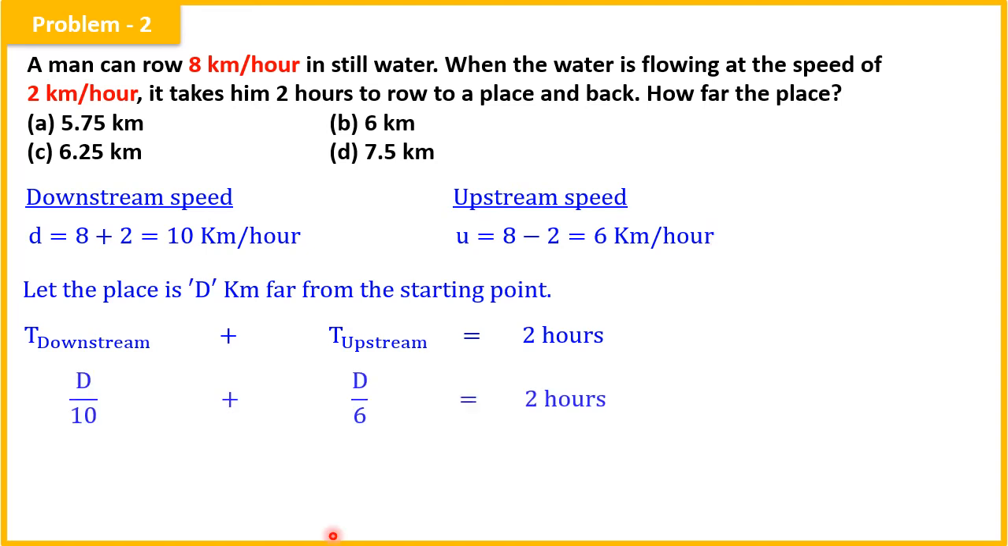So we can further write as d by 10 plus d by 6 is equal to 2 hours. Now solving this particular equation by taking LCM of 10 and 6 as 30, we get an expression something like this. If we simplify this, the value of d comes out to be 7.5 kilometers, which is option D.